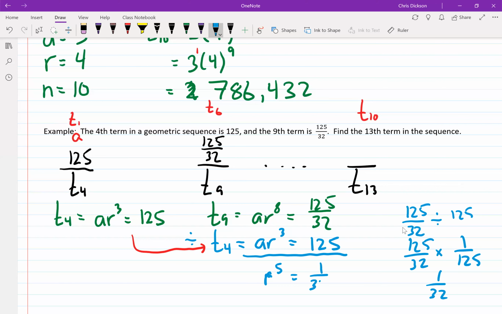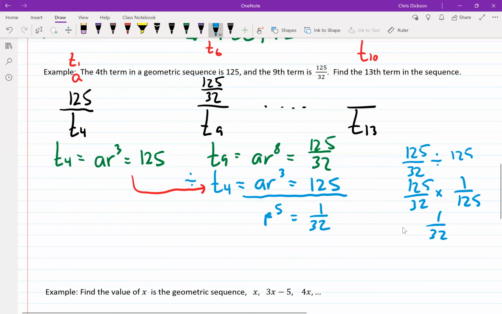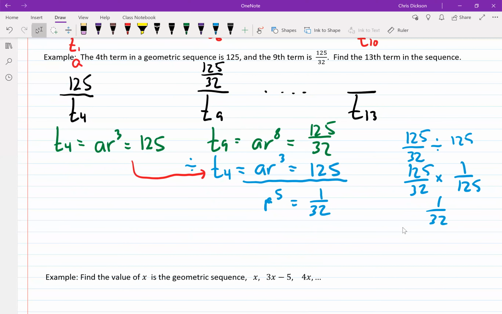Now you might remember from the log chapter that 32 is 2 to the 5. So I could fifth root both sides here. I'll take the fifth root of this side and the fifth root of that side. And so I'm going to get r is equal to 1/2.